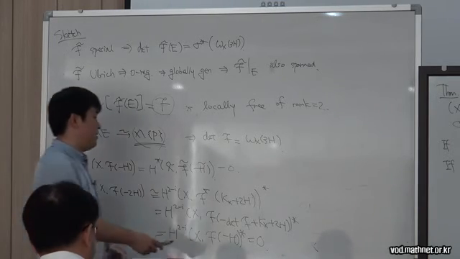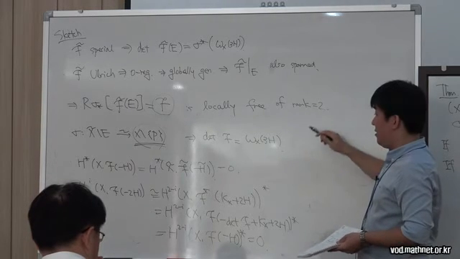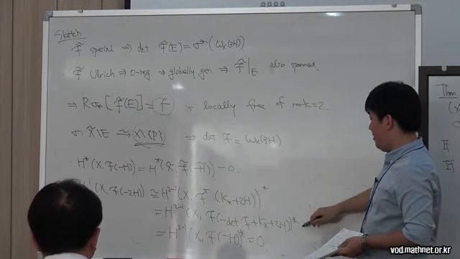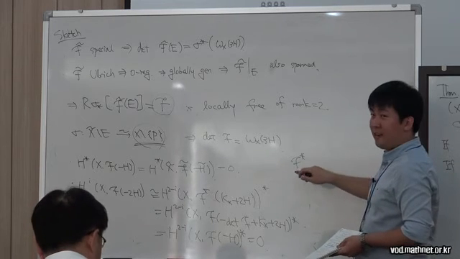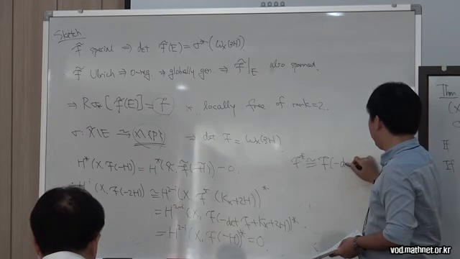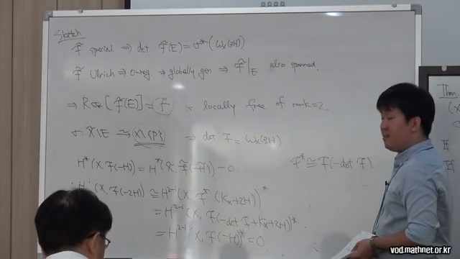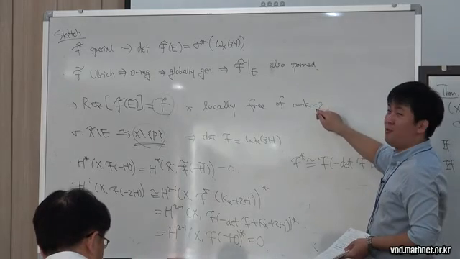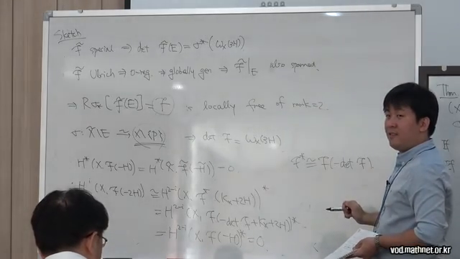A second. Second equality. Where? How can you get the second equality? Here? Yeah. This is nothing but F. F is a rank 2 vector bundle, so F is isomorphic to this. The claim is that F is locally free. We show that F is locally free.